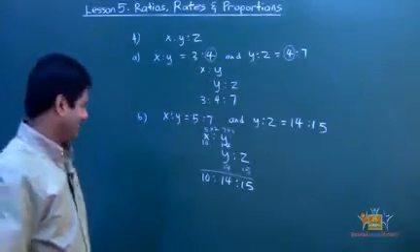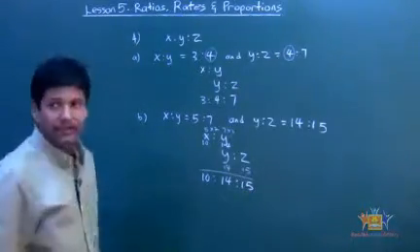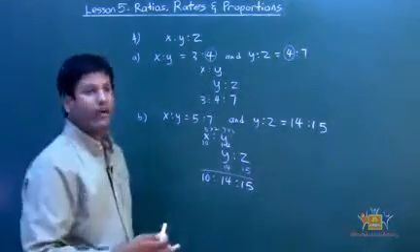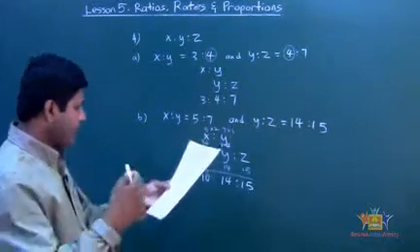Pretty easy, isn't it? All right, good. Is this the final answer? Yes, because I cannot reduce it. 10, 14 and 15 is the final answer. All right, good. Let's do C.